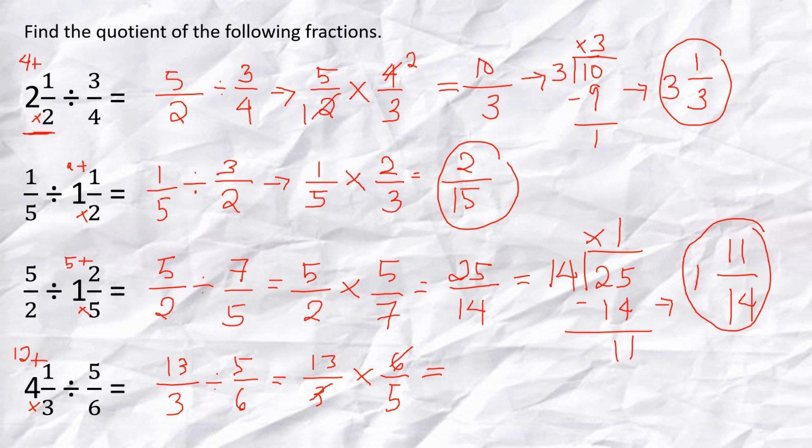3 divided by 3 is 1. 6 divided by 3 is 2. 13 times 2 is 26. 1 times 5 is 5. Simplify. We have 26 divided by 5 is 5. 5 times 5 is 25. 26 minus 25 is 1. Therefore, the final answer is 5 whole and 1 over 5.